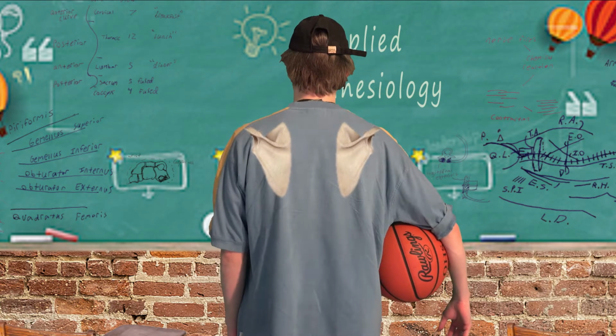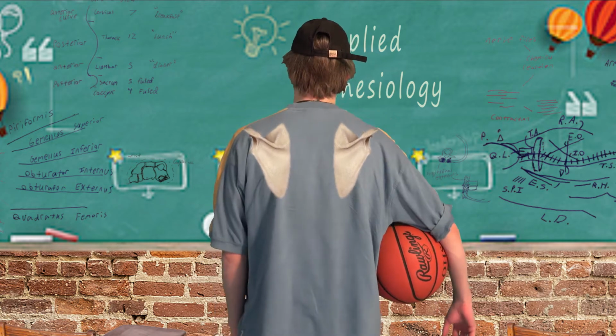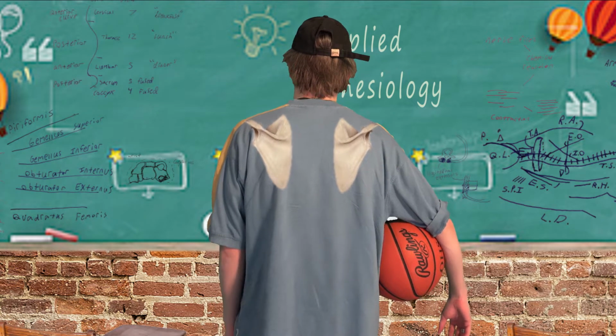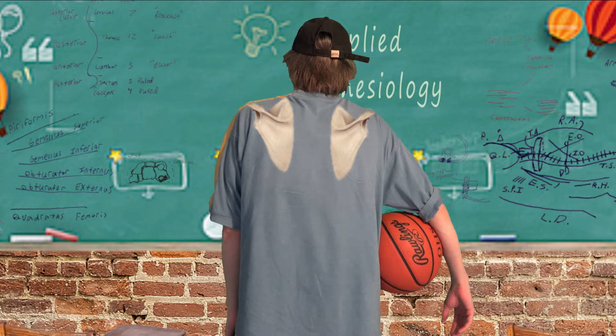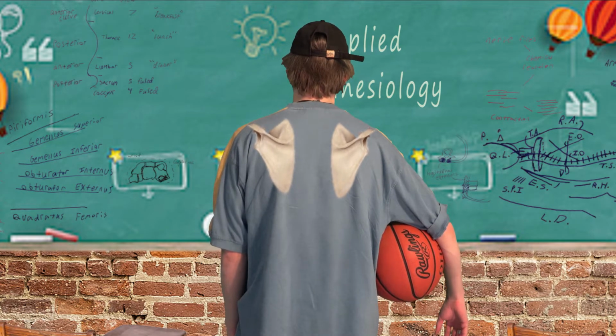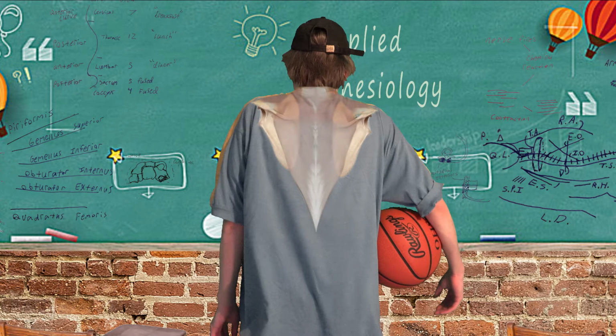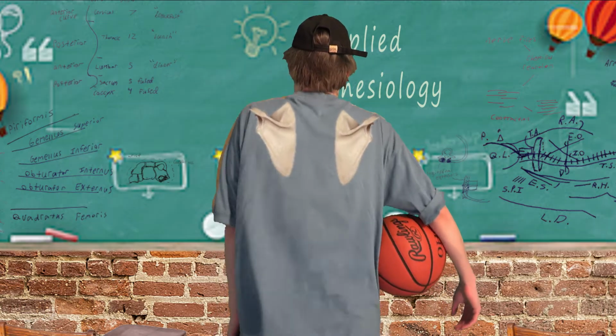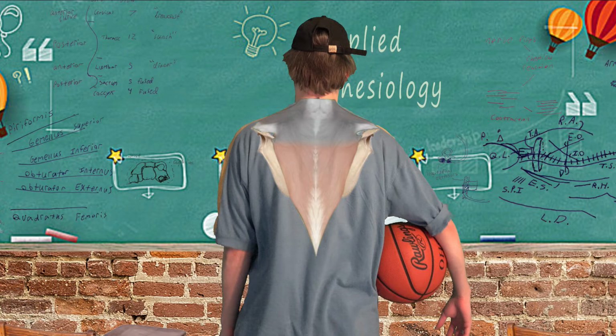Now class, do you remember which muscles are activating during the elevation and depression of the scapula? That's right. The muscles active in elevation are the upper trapezius, rhomboids, and levator scapulae, and the muscles active in depression are the lower trapezius and the lower serratus anterior.